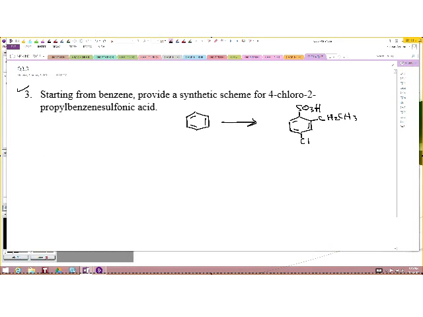Keep in mind at this point you have an ethyl group. Oh, I'm sorry. I was saying it too. Sometimes I am on autopilot.